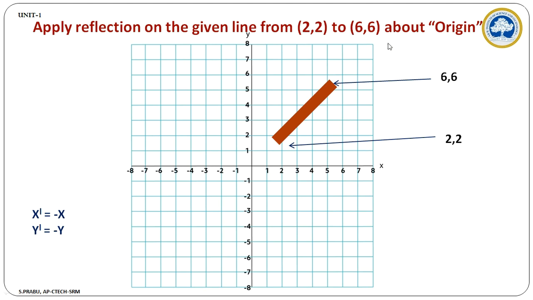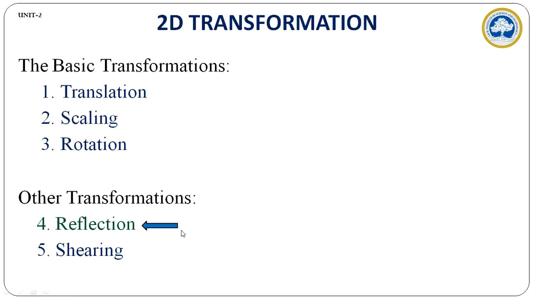Suppose in a question the reflection about the origin is asked, we can apply this formula, that is, we apply the negative values to both the x and y coordinates. So 2, 2 can be converted into minus 2, minus 2 and 6, 6 can be converted into minus 6, minus 6. Then redraw the image, and you can get the reflected image about the origin. So in this way you can achieve the reflection.